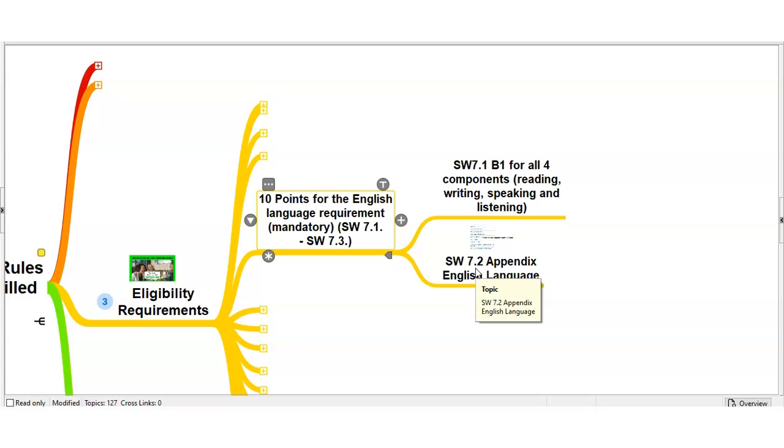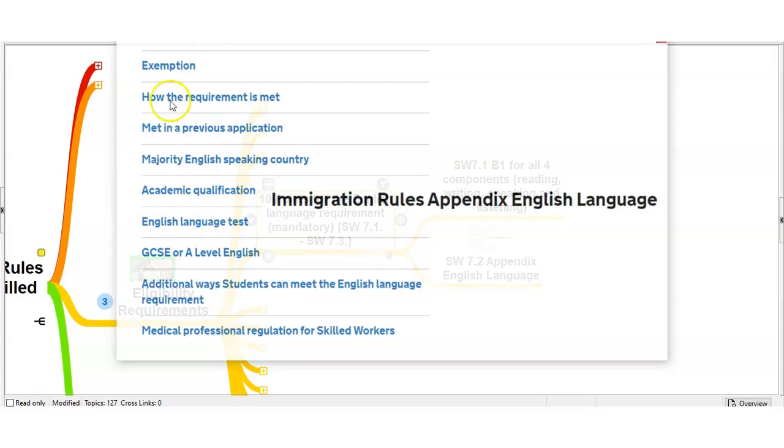And if you'd like to know how to meet these particular requirements, you will need to go to a special appendix which is called Appendix English Language, and it has a number of various sections which explain whether or not you can be exempt, how you can meet the requirements, and whether or not your country is on the majority English speaking country list, and also how you can meet the English language requirements if you have academic qualifications here in the UK, or if you have a GCSE or A-level exams. And also there will be special provisions for medical professionals.